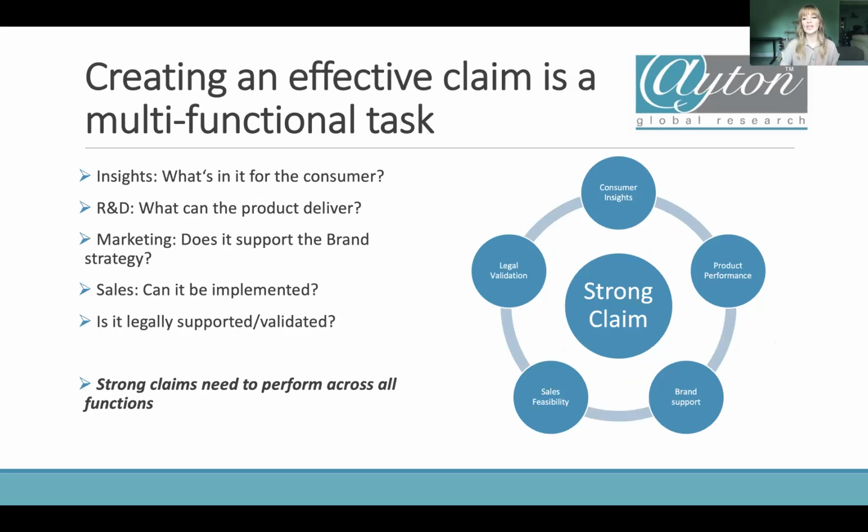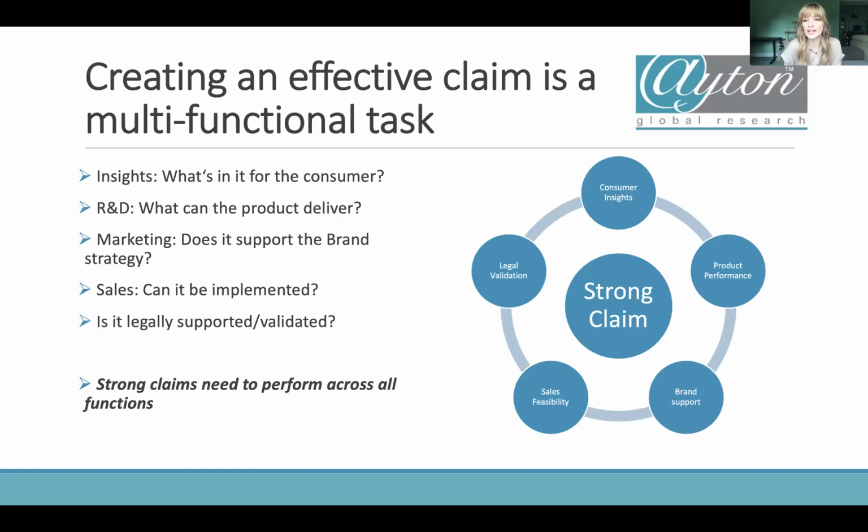So what are the insights? What's in it for the consumer? Why should they purchase your product above anyone else's? But what can your product actually deliver? Don't go and say, okay, well, the consumer really wants this, we're going to say that about the product, if you know that you haven't got the technology behind it.